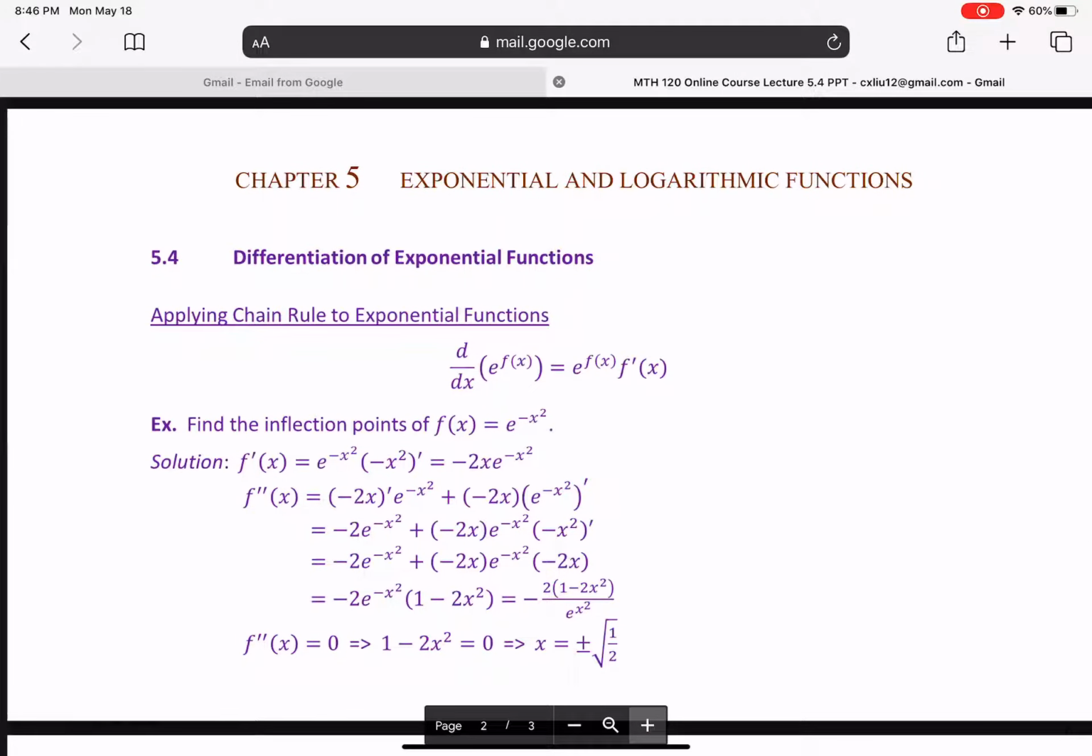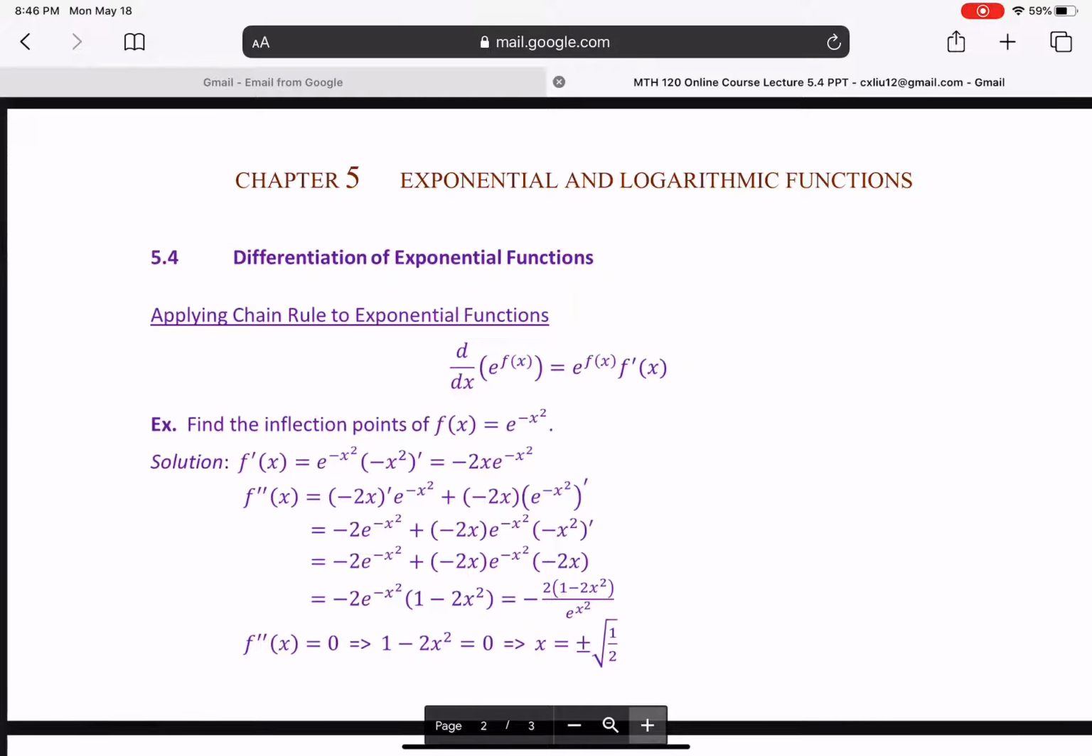Now, if the exponent is a function f, then we need to use the chain rule. So we get the derivative of e to the f of x equal to e to the f of x times f prime. Let's find the inflection points of the function f(x) equal to e to the negative x squared. To find the inflection points, we need to take the second derivative of the function, set it equal to 0, and solve for x. So let's take the first derivative by using the chain rule. So we get e to the negative x squared times (negative x squared)'. So that becomes negative 2x times e to the negative x squared.